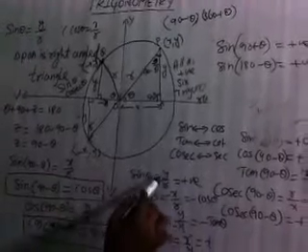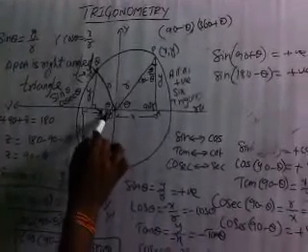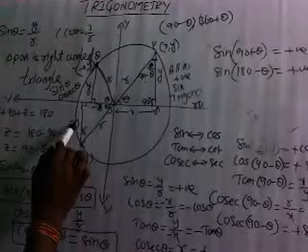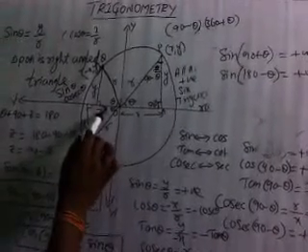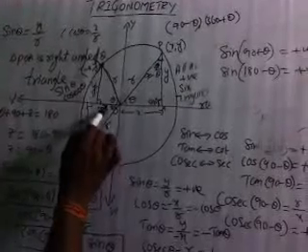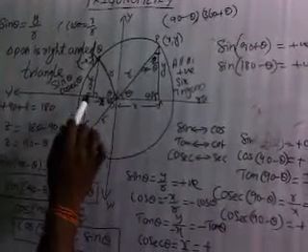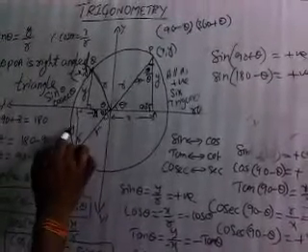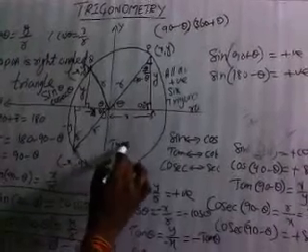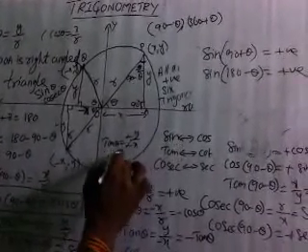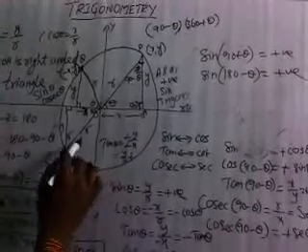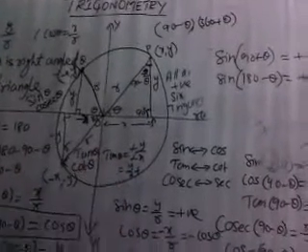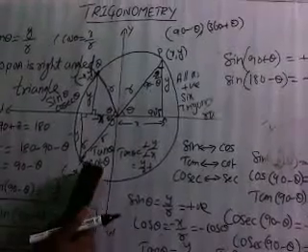Sin theta is the opposite side to theta by hypotenuse, this is r. But the opposite side y is negative, so sin is also negative here. Then cos is the adjacent side to theta by hypotenuse, but x is negative, so cos is also negative. Then come to tan, opposite side to theta by adjacent side to theta. Tan theta is equal to minus y by minus x. Minus minus gets cancelled, y by x, so positive. So which are positive? Tan and the reverse of tan, which is cot. Tan and cot are positive in the third quadrant.